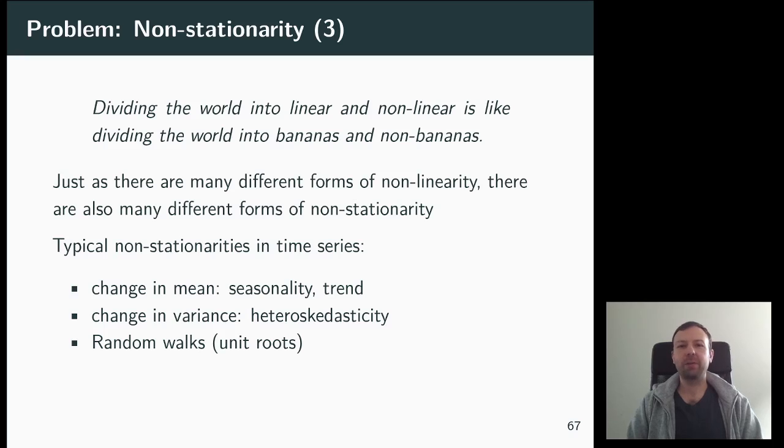There are also many different forms of non-stationarity. Again, stationarity just means the distribution doesn't change. Non-stationarity means the distribution changes, but it doesn't tell you how the distribution changes. A couple of examples of typical non-stationarities in time series could be a change in mean. If that changes periodically, it's usually a seasonality, or if it's a slow, smooth change, we would see that as a trend. You can have a change in the variance, that would be heteroscedasticity, or you can have random walks that have unit roots, the random walks that we've seen before.